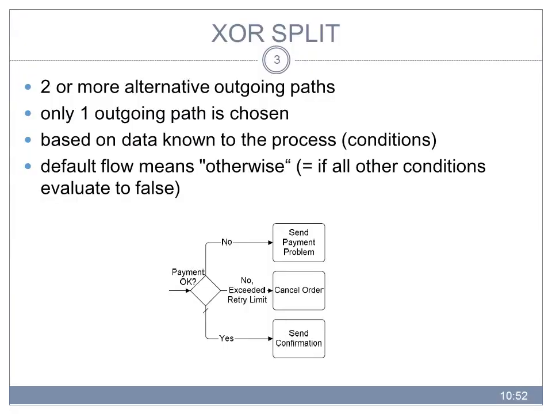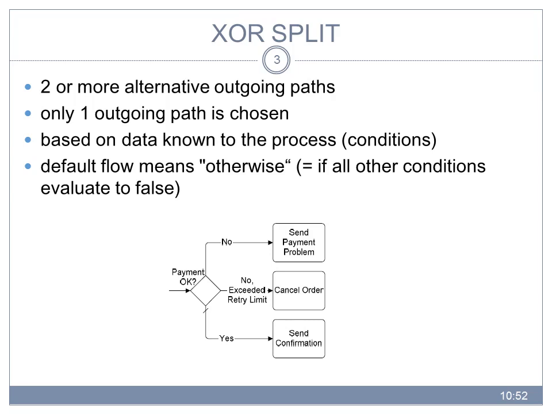Let's start with the XOR split. It's called a split because the gateway has two or more outgoing paths. It's an OR split because these outgoing paths are alternatives for each other, and it's an exclusive gateway because only one outgoing path is chosen. How is a choice made?